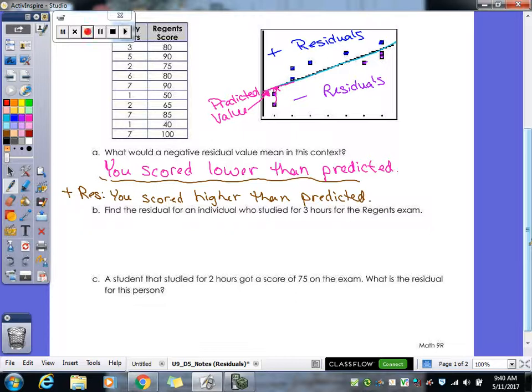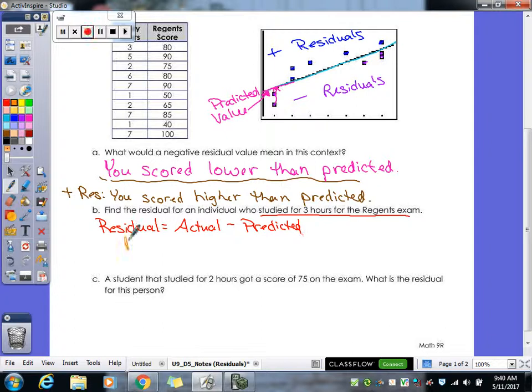So then part B, they want us to actually calculate the residual for an individual who studied for 3 hours on the Regents exam. So to find our residual, our formula up above says it's the actual value minus our predicted value. That's how we calculate a residual, actual minus predicted.